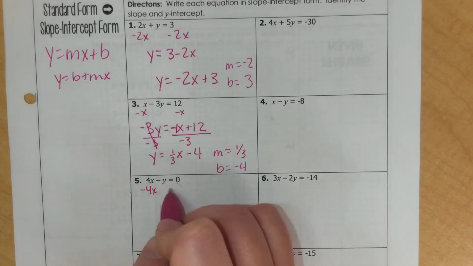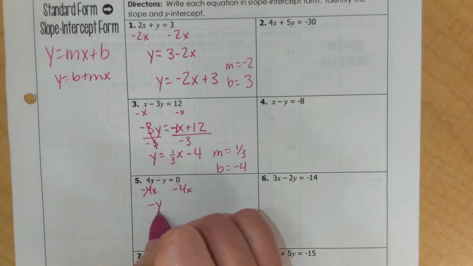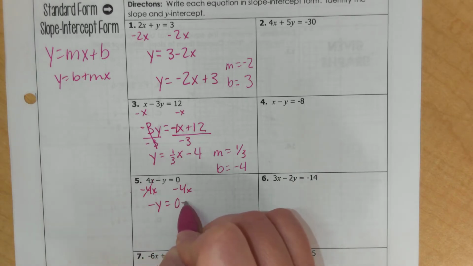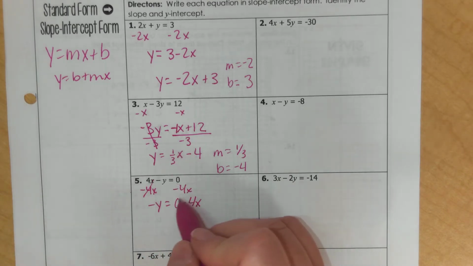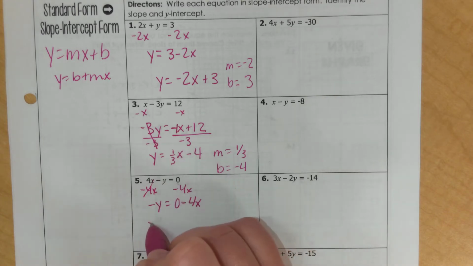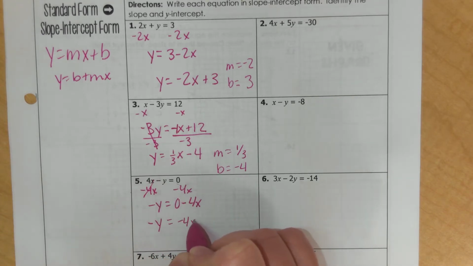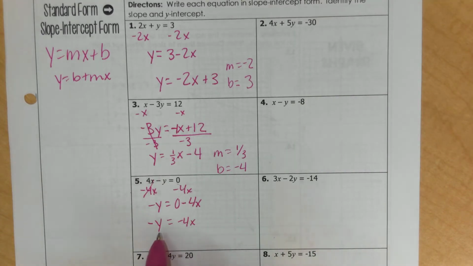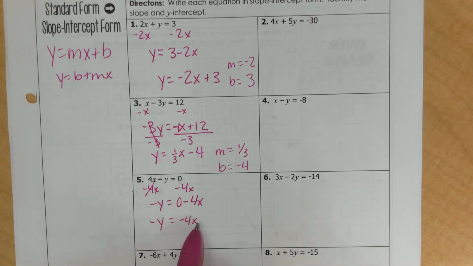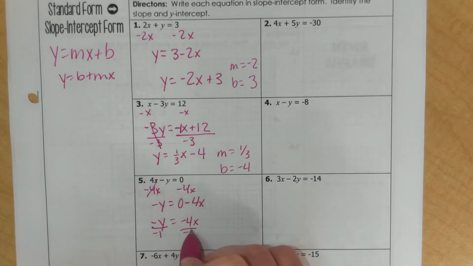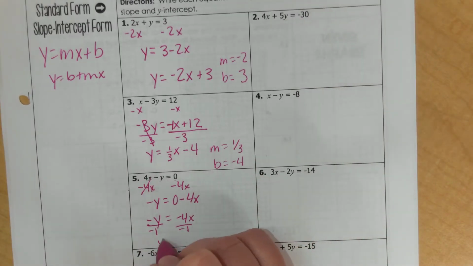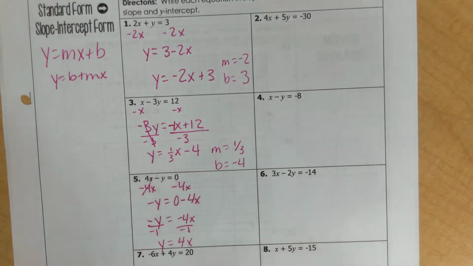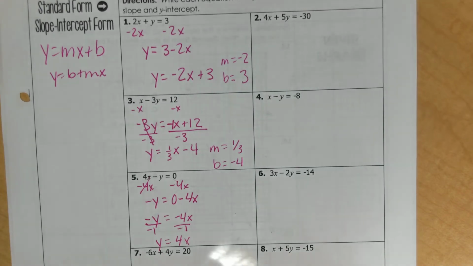So I'm going to subtract the 4x, and I'm left with negative y is equal to 0 minus 4x. So I can drop that 0, and I can leave it as negative y is equal to negative 4x. Now I don't want to have this negative y there, so we can either multiply everything by a negative 1, or because it's a negative 1 here, we can divide. So I'm going to divide everything by negative 1. So I end up with y is equal to a positive 4x. So that becomes my equation.